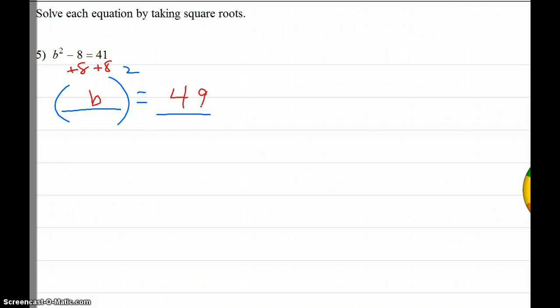Now I can solve the quadratic. We take the square root of both sides. Remember that when we take the square root of b squared, we get b. When we take the square root of 49, not only do we get a 7, but we also get a negative 7.